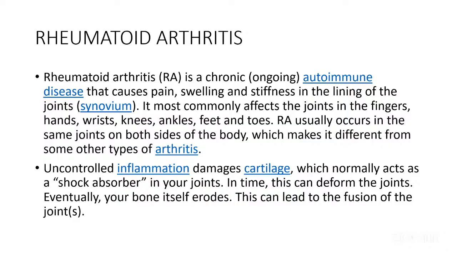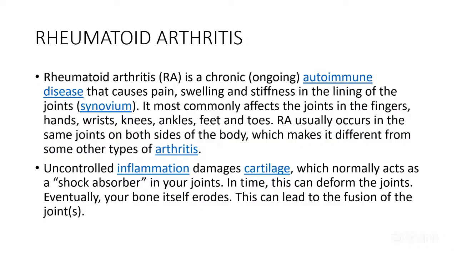There are so many types of arthritis. Uncontrolled inflammation damages the cartilage, which normally acts as a shock absorber in the joint. In time, this can deform the joint. Eventually, the bone itself becomes eroded, okay? And this can lead to the fusion of the joints. So that's just the little mechanism that occurs.